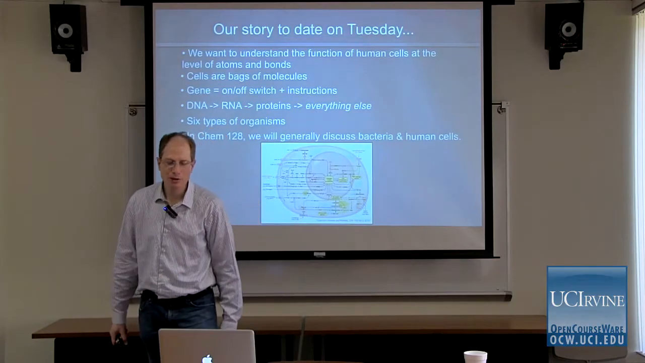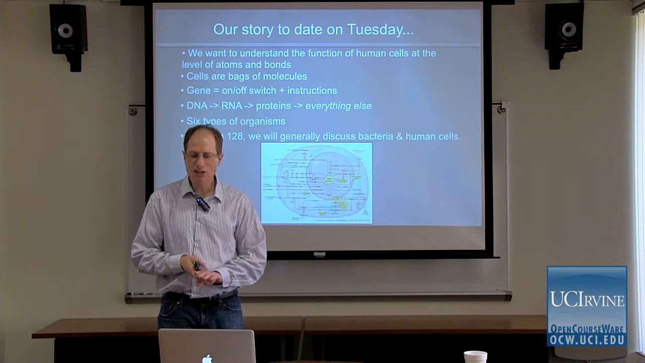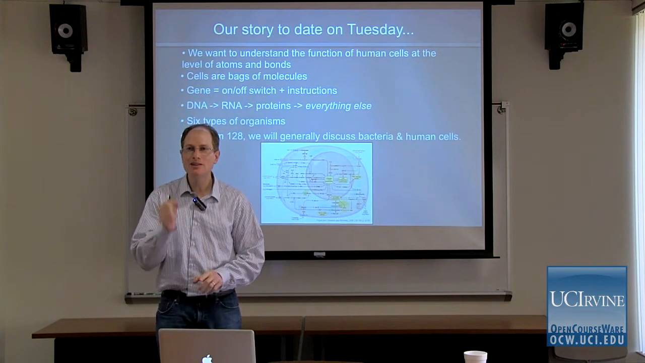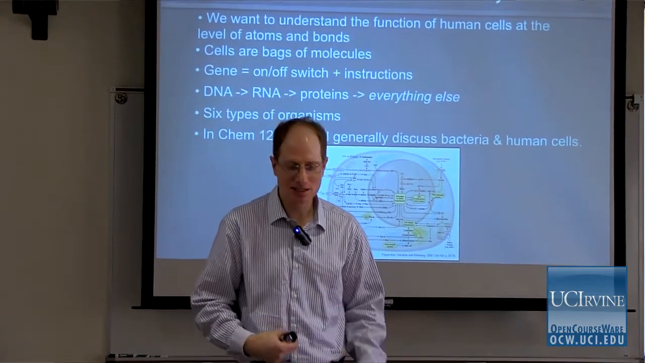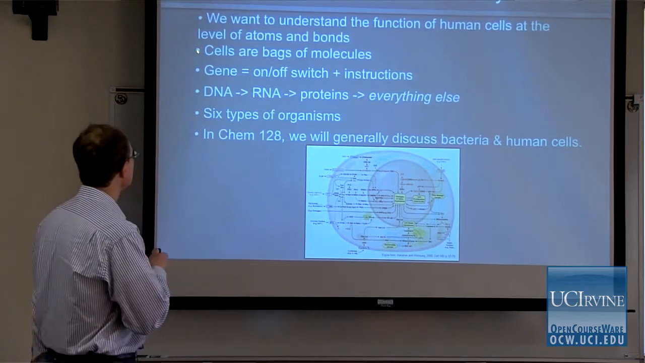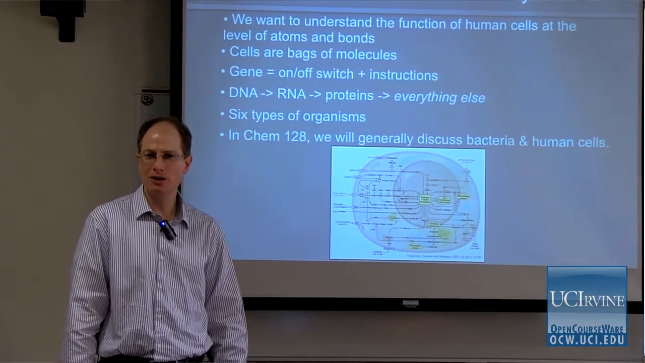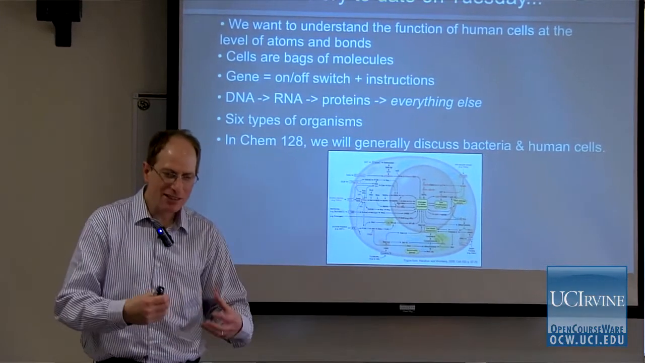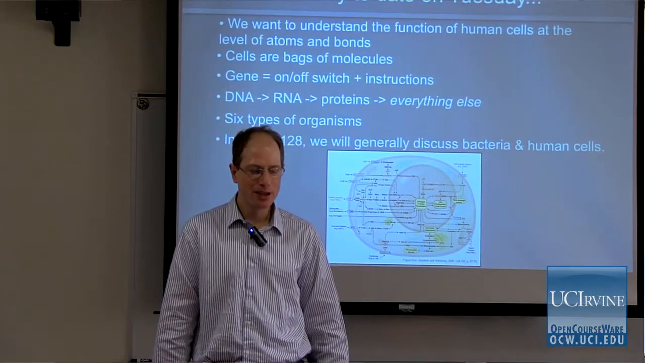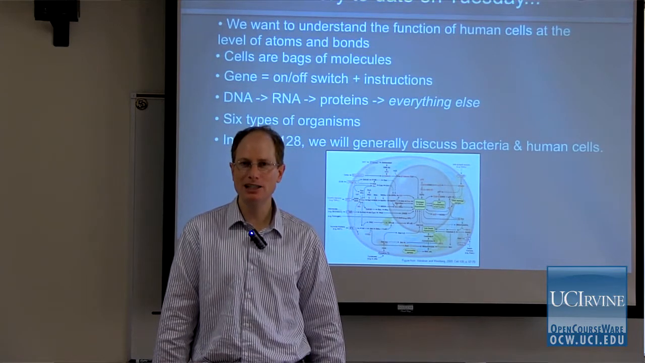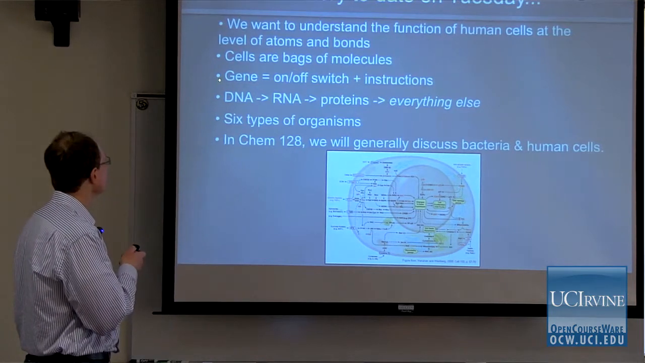Okay, so let's review where we've been, and then we'll get started on what I told you about at the beginning as our big picture. We want to understand the function of human cells at the level of atoms and bonds. This is the smallest unit that actually is meaningful to us as chemists. As I described to you last week, cells are bags of molecules. They are bags that are chock full of molecules. The molecules are stuffed inside the cells. There is no elbow room. These things are jam-packed into the cell. Because of that, we expect lots and lots of interactions, which is our topic for this week. But I'm getting ahead of myself. Let me continue reviewing what we talked about in the previous week.